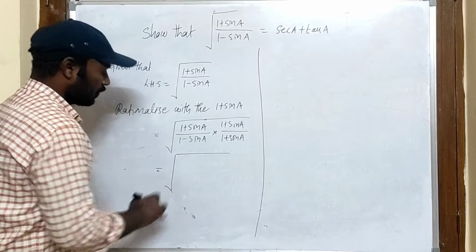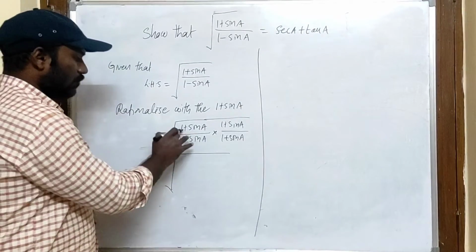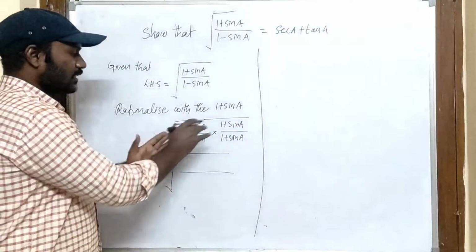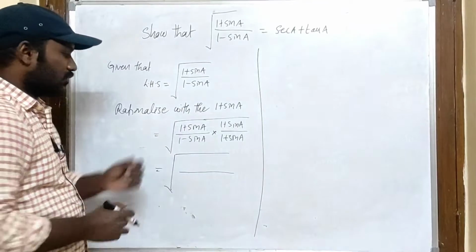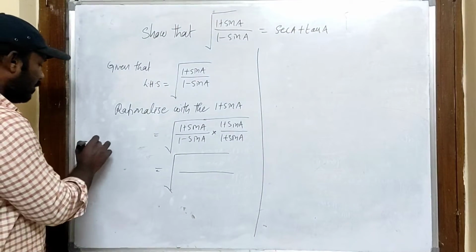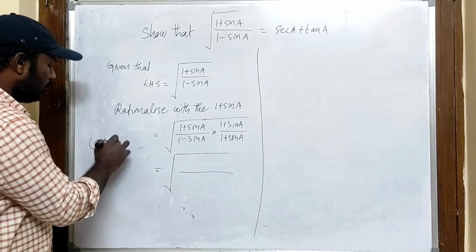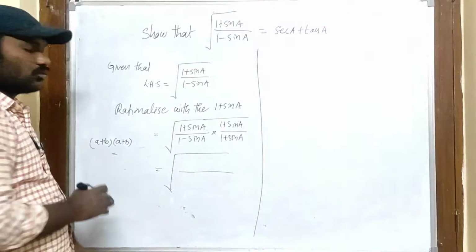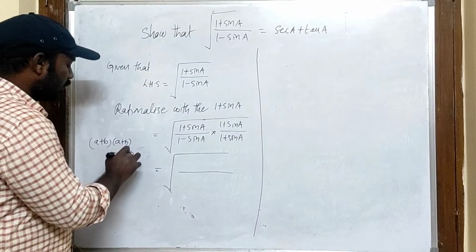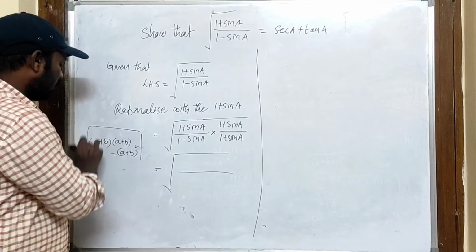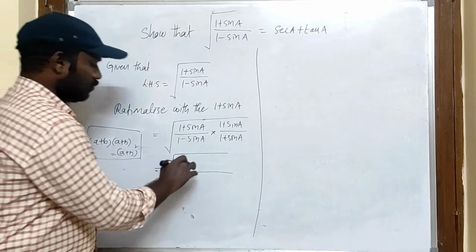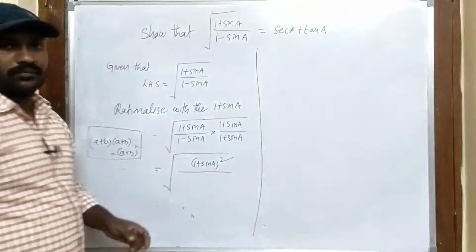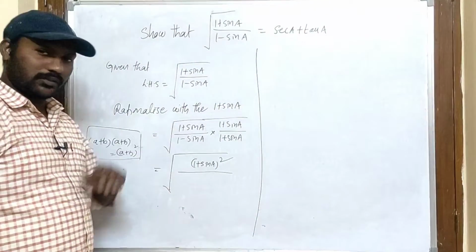On observing this, in the numerator we have 1 plus sin A into 1 plus sin A. It is in the form of A plus B into A plus B. We know the formula: A plus B into A plus B is equal to (A plus B) whole square. Using this, we can write it as (1 plus sin A) whole square.